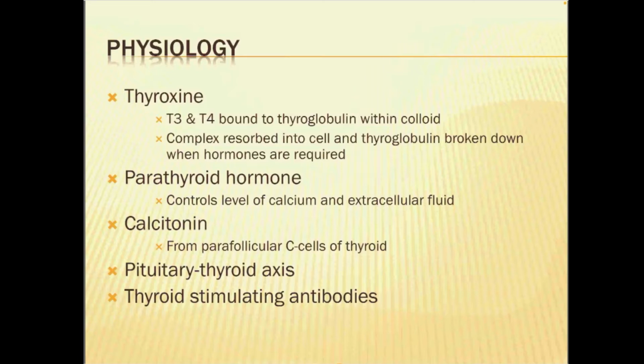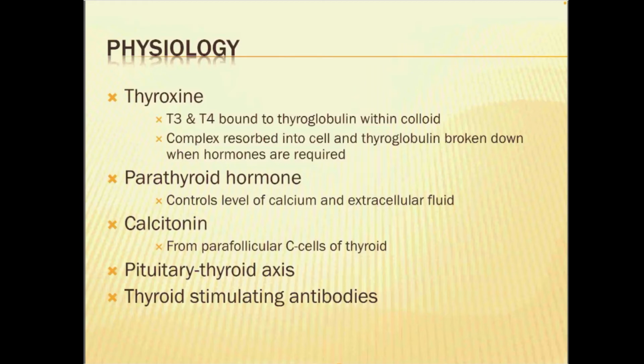The other hormone released is calcitonin. This calcitonin is released from the parafollicular C cells of the thyroid, while thyroxine is released from the follicular cells of the thyroid. Thyroxine from follicular cells, and calcitonin from parafollicular cells.